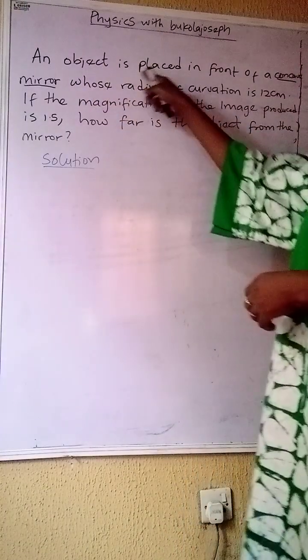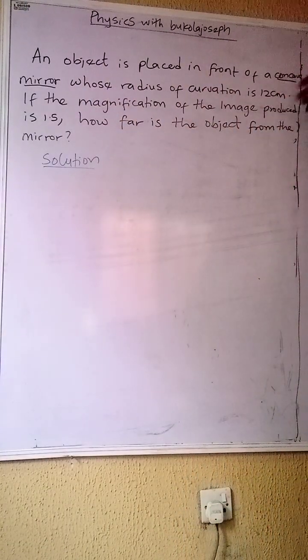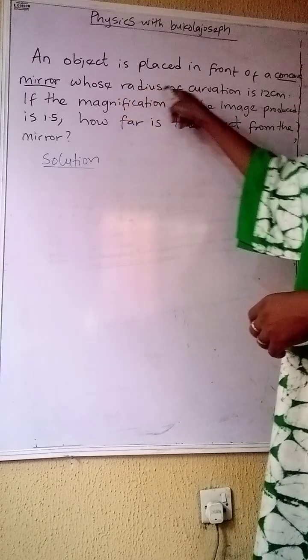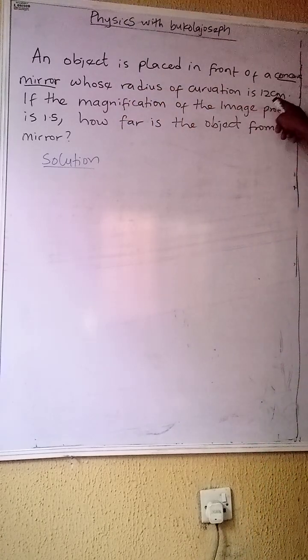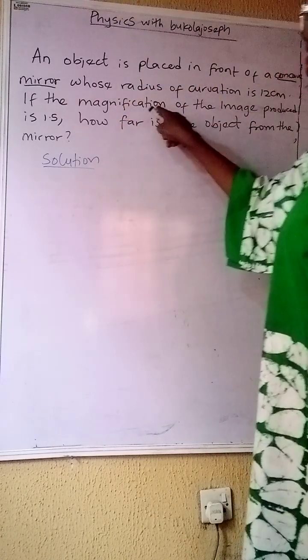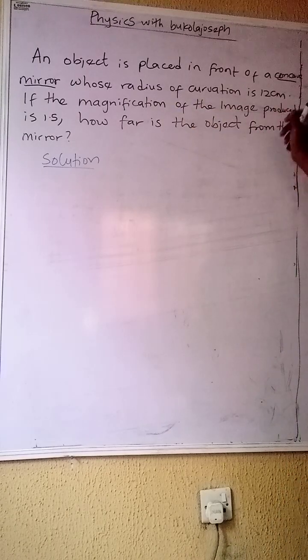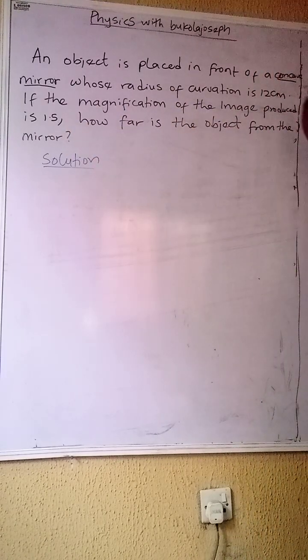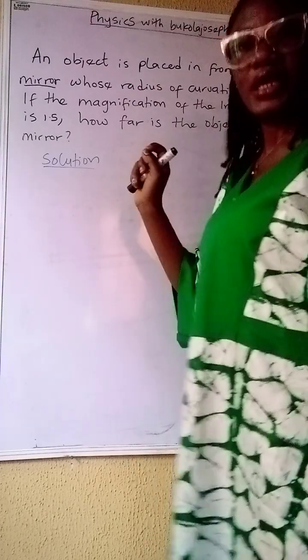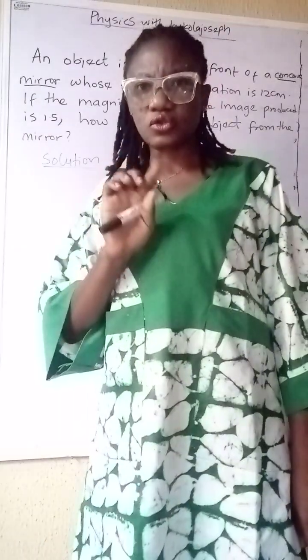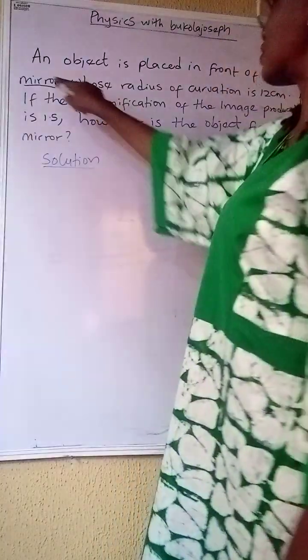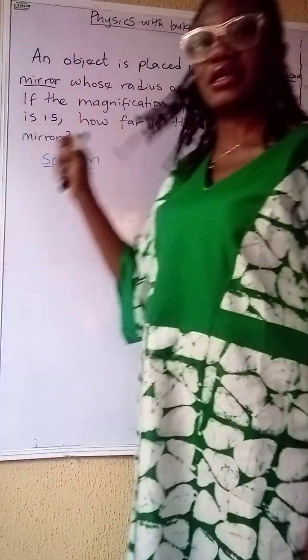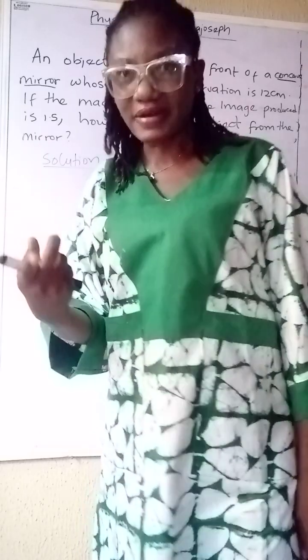An object is placed in front of a concave mirror whose radius of curvature is 12 centimeters. If the magnification of the image produced is 1.5, how far is the object from the mirror? Now, when it comes to concave mirror, I already highlighted that, though we don't need this information for this problem, but you never can tell.